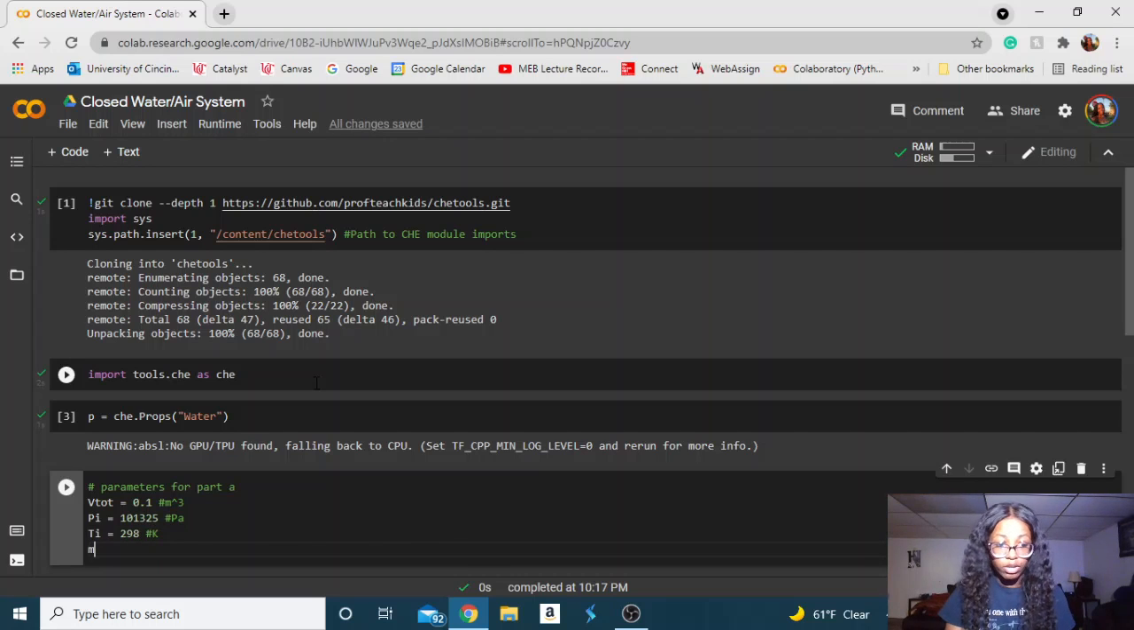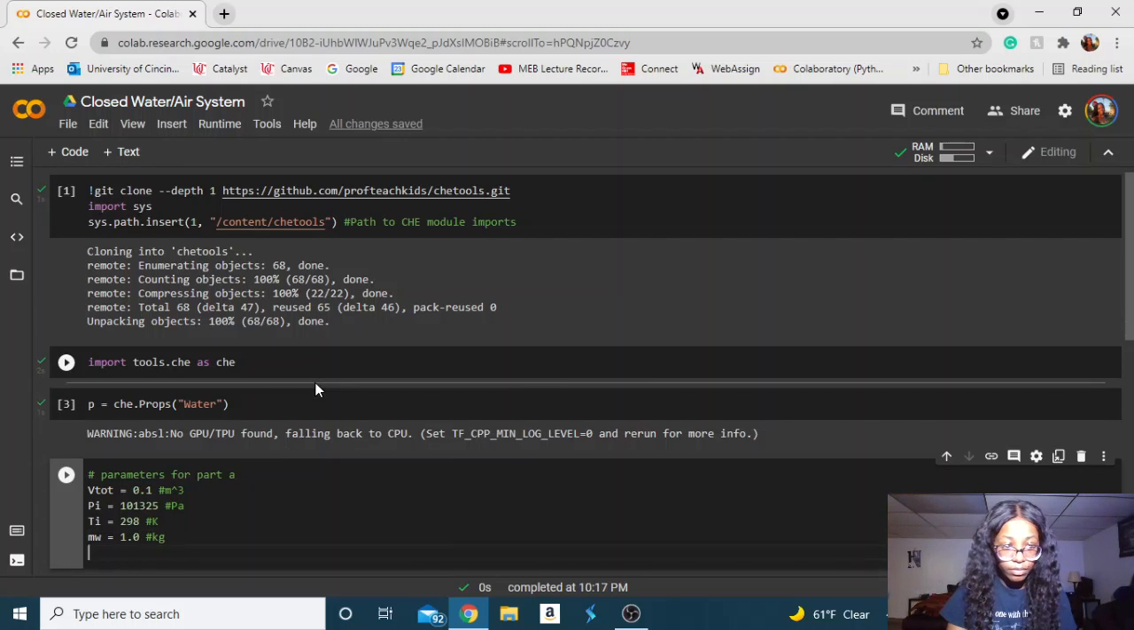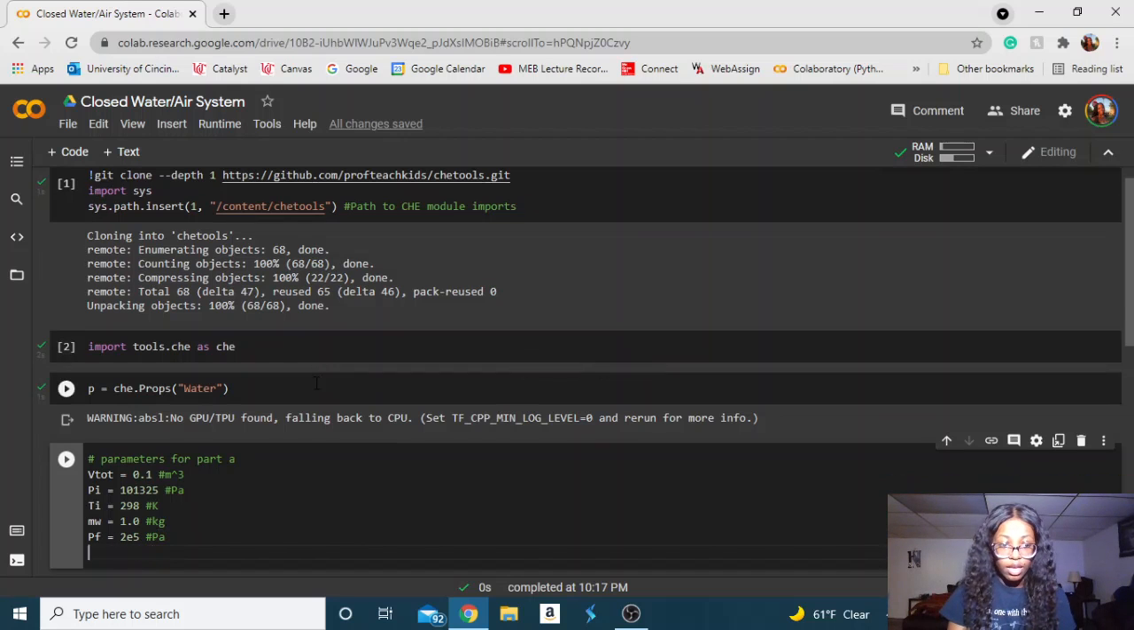The mass of the water is 1 kilogram. And the final pressure of the container is 200,000 pascals, but I will do 2E5, or 2 times 10 to the 5th. And we cannot forget to include the ideal gas constant, which is R equal to 8.314 joules per mole kelvin.